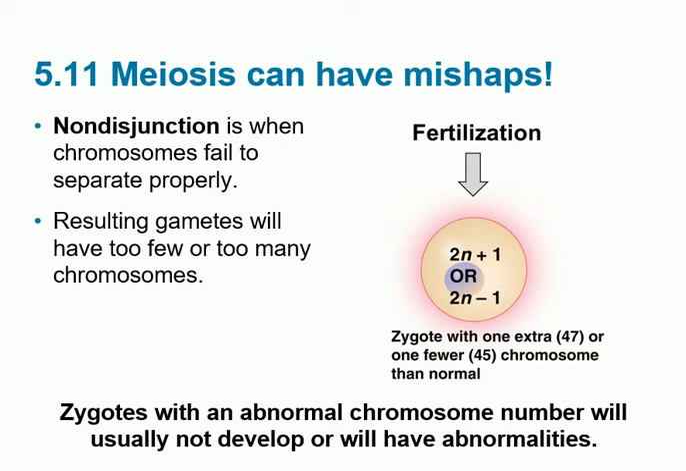If this 24 goes with 23 from the mom, how much? 47. Did you get the idea? Yeah. Which pair didn't separate? This will give you different conditions, okay? But the most common one is 21.